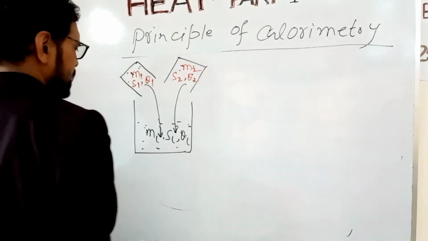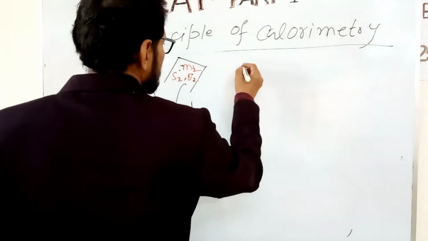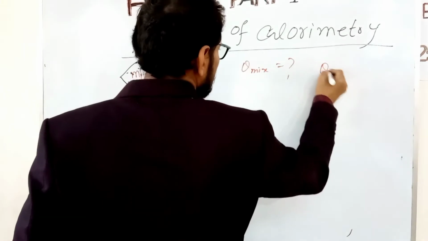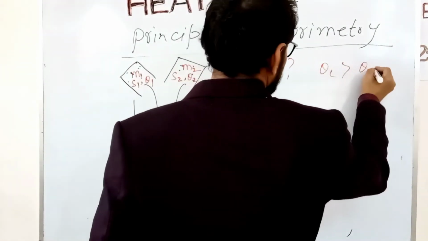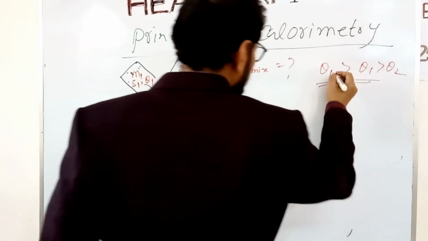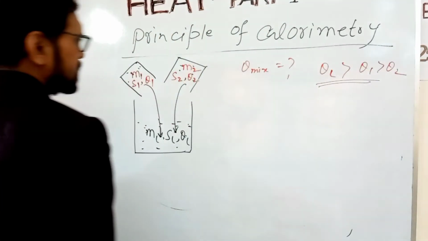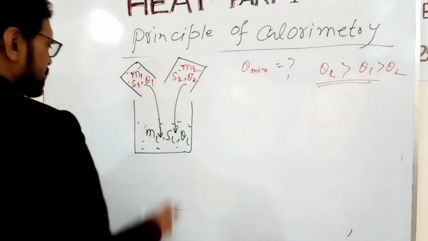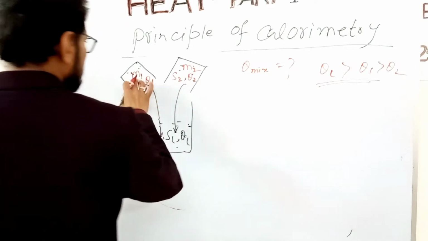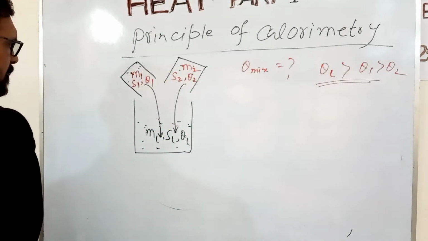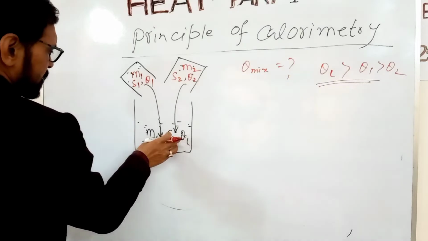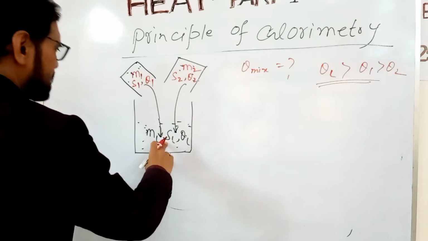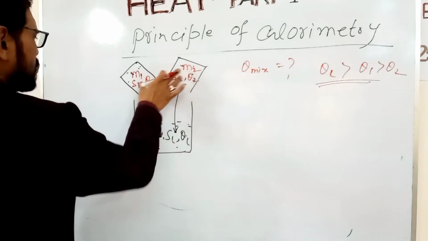Now what is the final temperature of the mixture? Initially, theta L is greater than theta 1, which is greater than theta 2. So theta L greater than theta 1 greater than theta 2, in this order. The temperature of this liquid is more than this and this. What is the final temperature? Here, as this temperature is more, the temperature of this liquid decreases and the temperature of the two liquids increases.